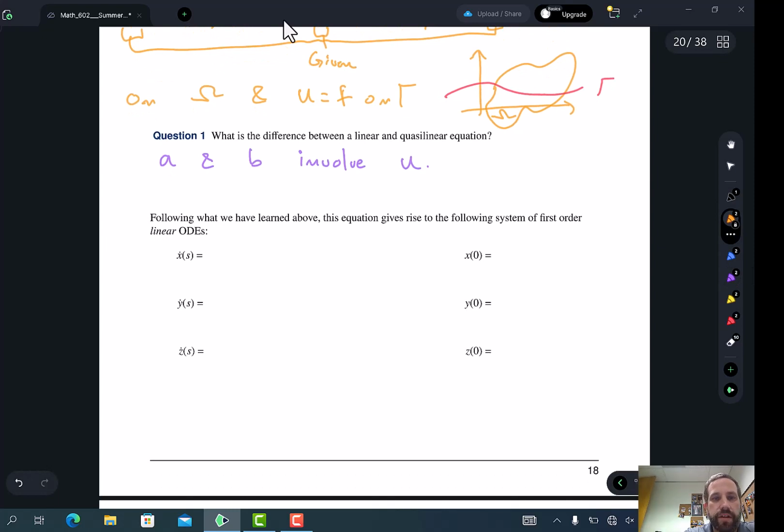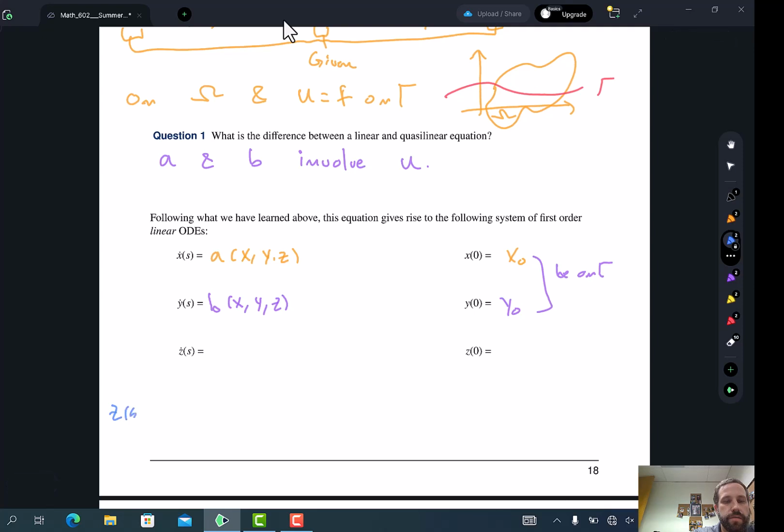Well, the first way is that if I look at the characteristic equations, x dot is going to be a of x, y, z. Okay, remember z is equal to u. That's going to be x naught. y dot is b of x, y, z. And this is going to be y naught. So this point here is chosen to be on the curve gamma. And then finally, let me just remind you, as always, z of s.